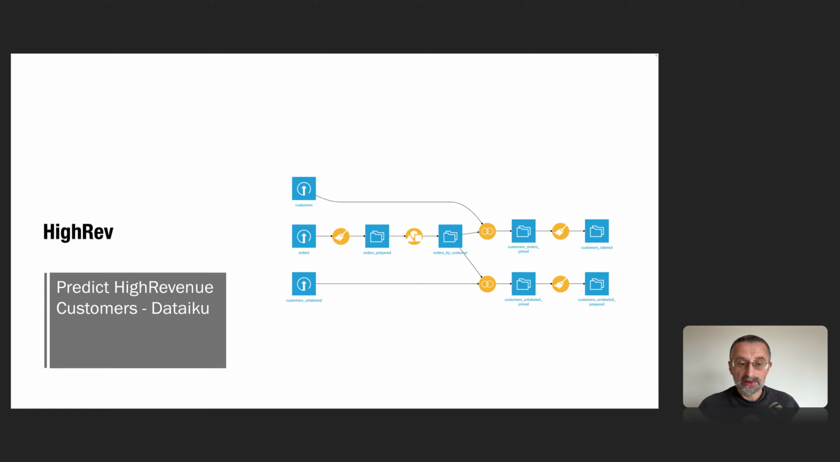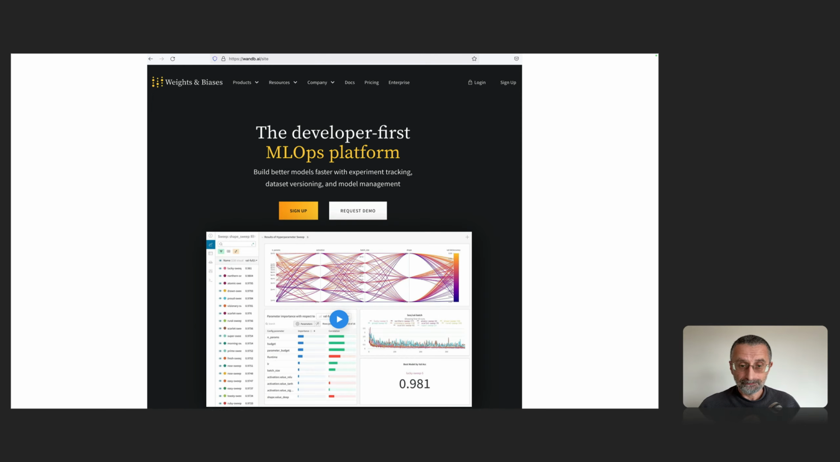As previously, in the code and examples you will find in my folder, we will use the example of high revenue prediction of the customers of the e-commerce store which sells online t-shirts. So this is the same example we used in Kedro pipelines. We are going to use Weights and Biases.